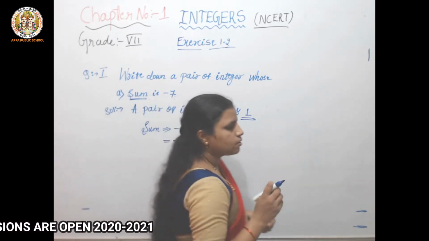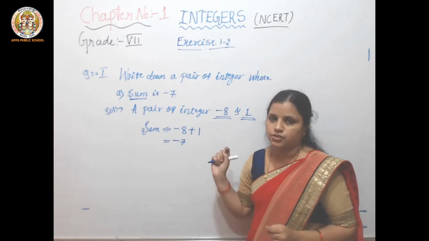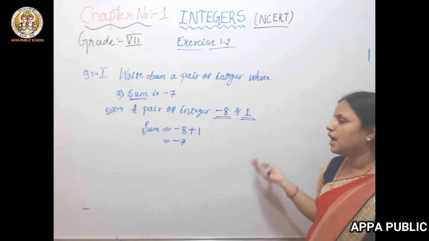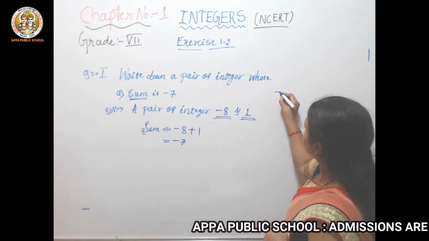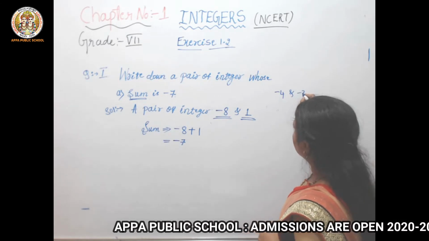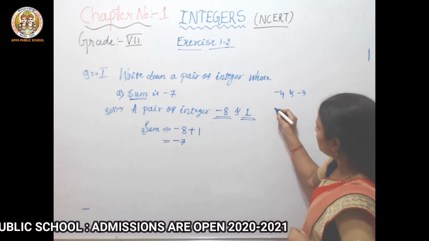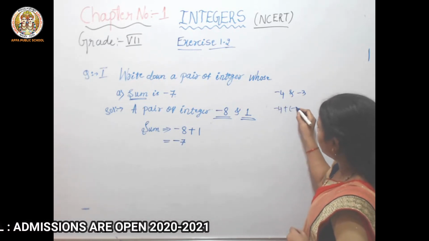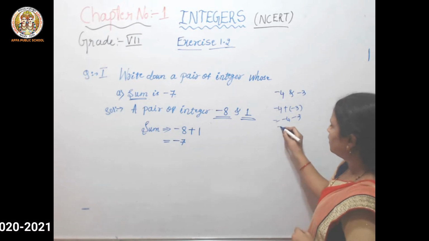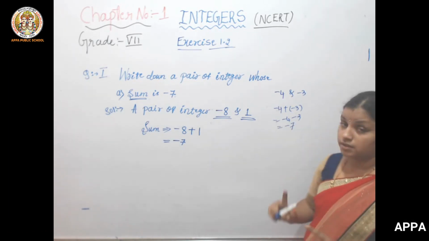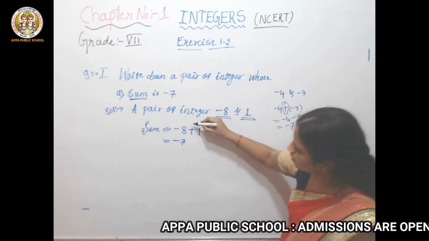There is no necessity that you should take only these integers. You can consider other integers also. For example, I will take one more example: minus 4 and minus 3. These two are also integers. When you add these two, minus 4 plus minus 3, here also you get minus 7.